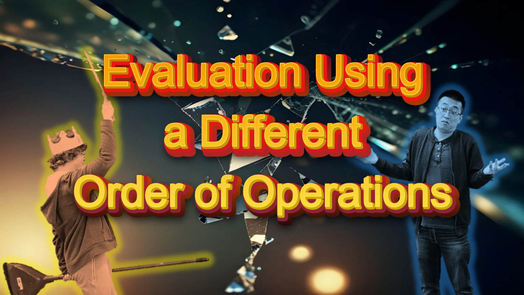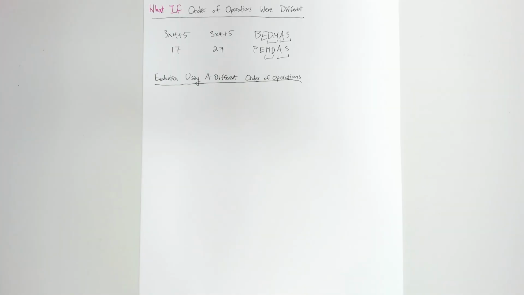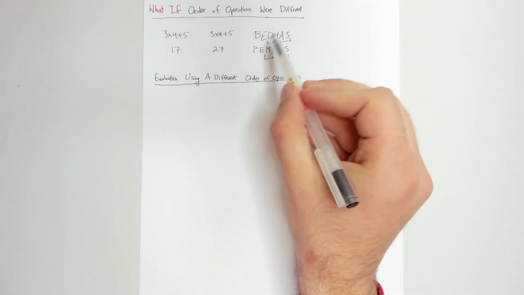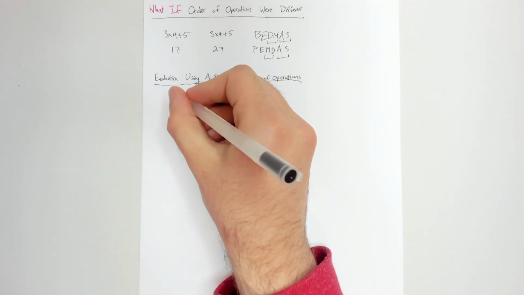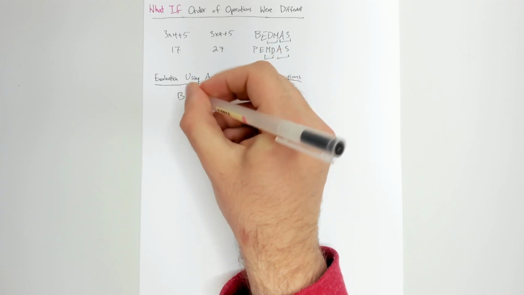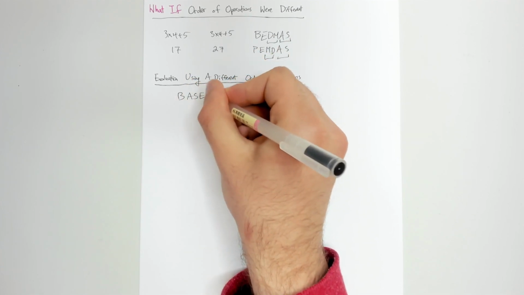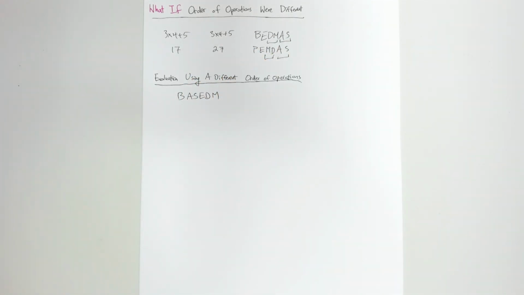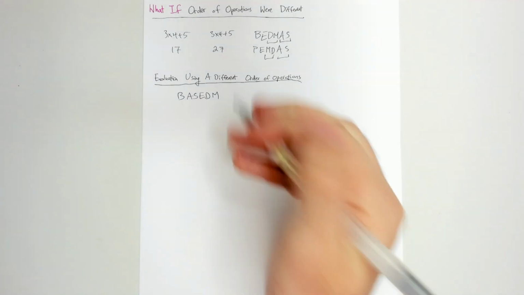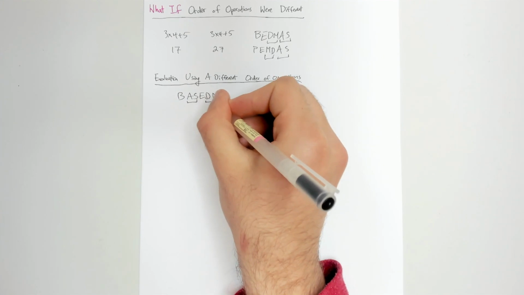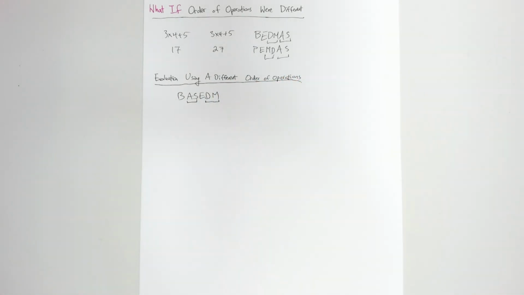Evaluation using a different order of operations. All right, we're going to start by just using different order of operations and seeing what evaluation would look like with them. For these, we're just going to change what the acronym is, change what the ordering of our order of operations is. So for this one, maybe let's do something like based M. All right, so brackets first, addition, subtraction, exponentiation next, and then division, multiplication. And for this, we're still going to have addition and subtraction and division and multiplication being on the same tier. We just evaluate from left to right.